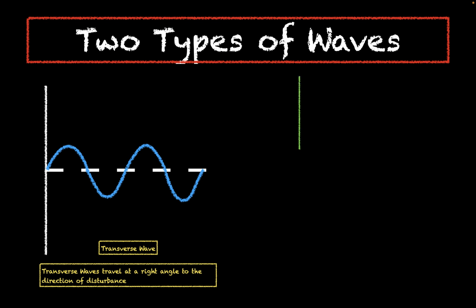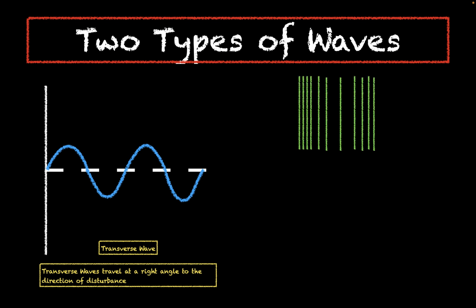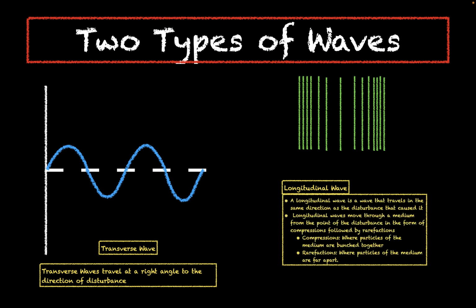The second type of wave sort of is hard to model on a piece of paper, but it sort of looks like this. And it's called a longitudinal wave. So a longitudinal wave is a wave that travels in the same direction as the disturbance that caused it. Now, longitudinal waves move through a medium from the point of disturbance in the form of compressions followed by rarefactions.